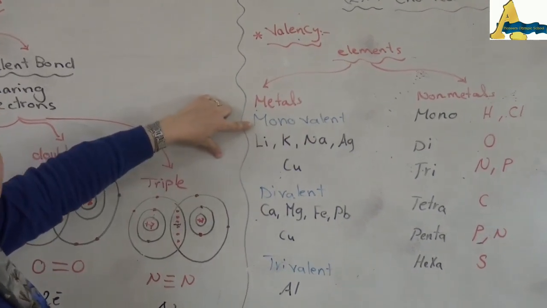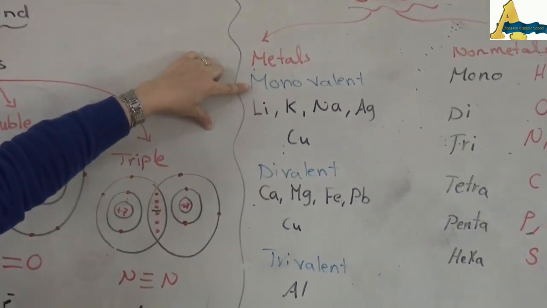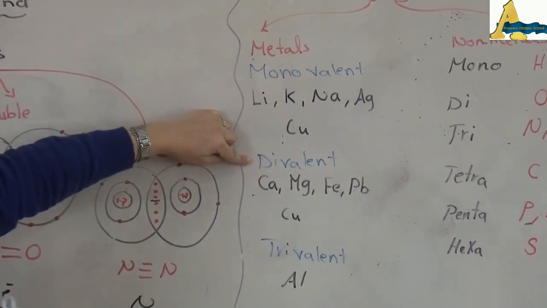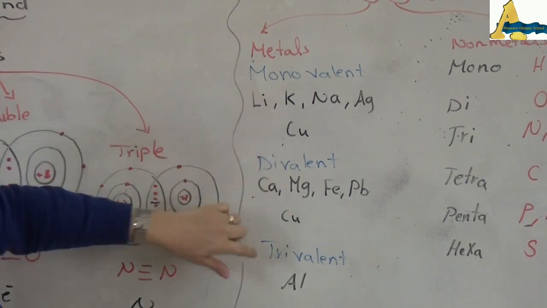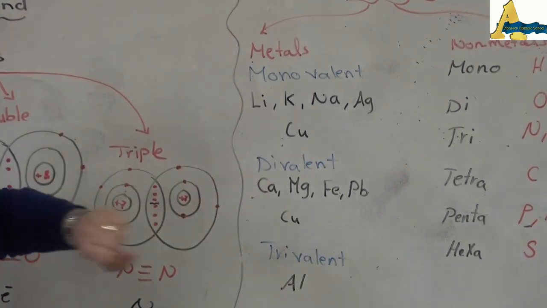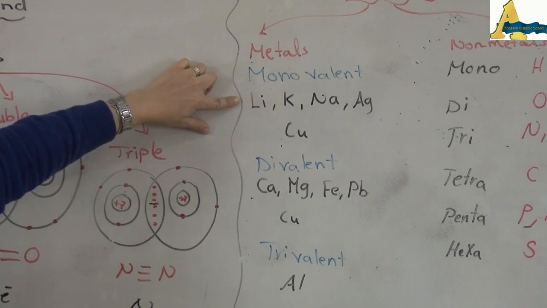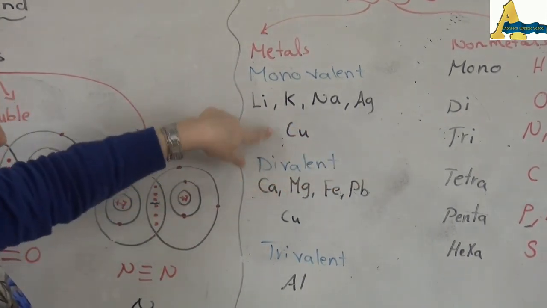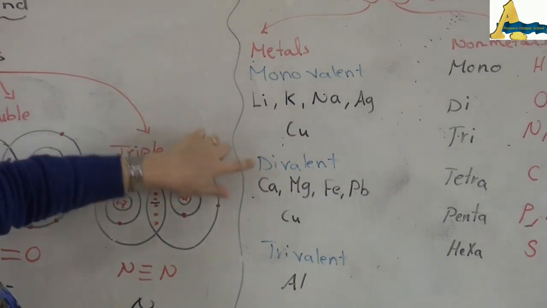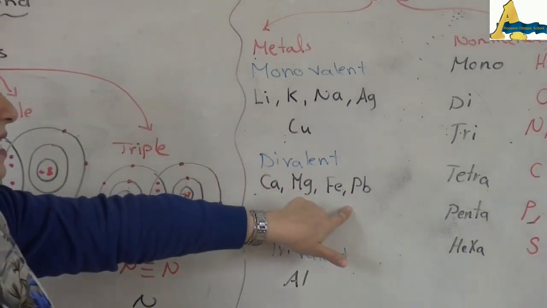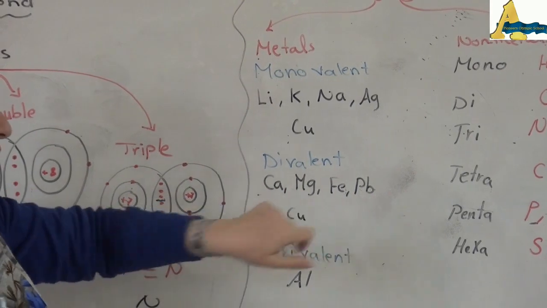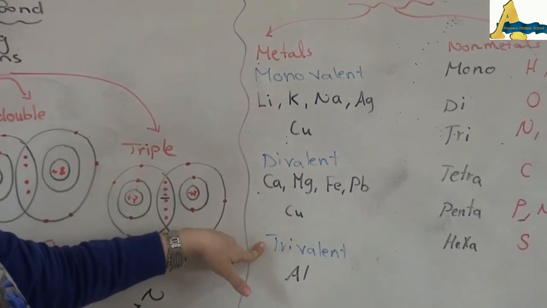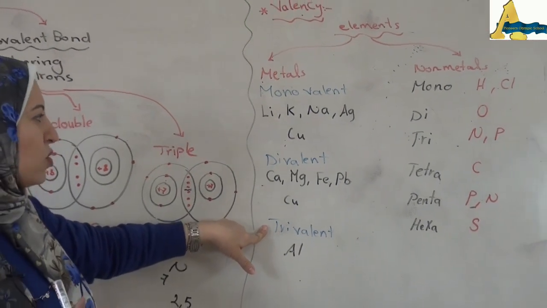Monovalent, why? Because their outermost energy level contains 1, so it loses 1. Divalent, it means their outermost level contains 2, so it loses 2. And the same for trivalent. Examples for the monovalent metals are lithium, potassium, sodium, silver, and copper. Examples for the divalent: calcium, magnesium, iron, lead, copper, mercury, and zinc. Examples for the trivalent are aluminium, gold, and also iron.